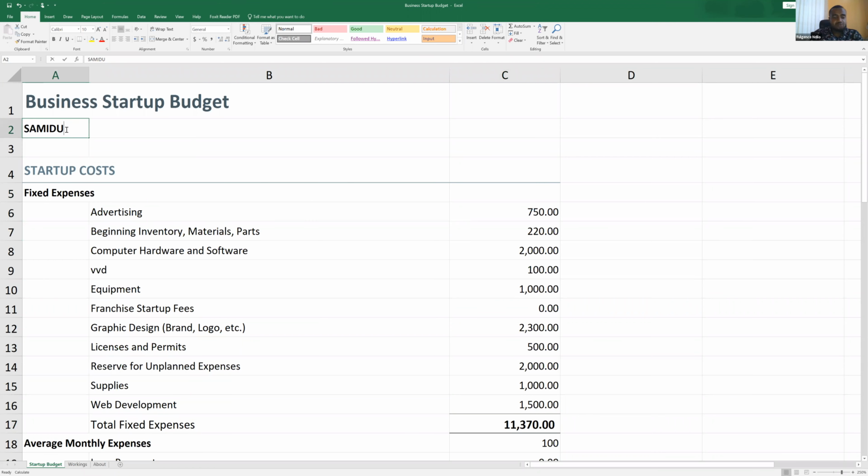So Samidu restaurant, and I like this one, we do it together. What are some of these fixed expenses for Samidu restaurant?